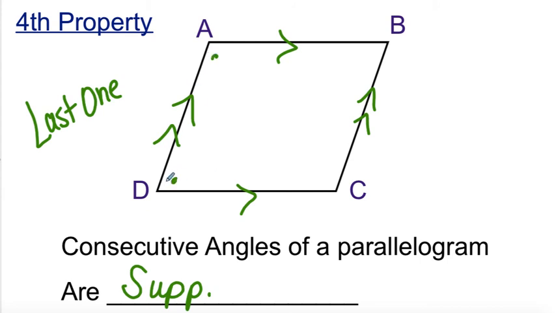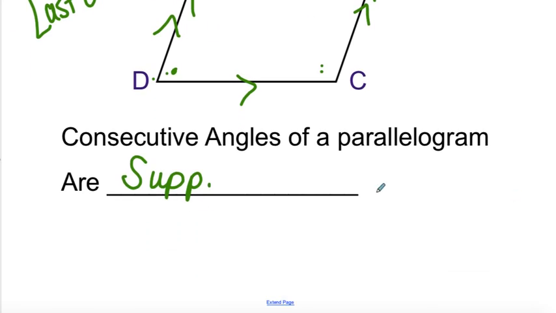And A and D are consecutive angles. Well, that would also mean that A and B are supplementary because they're same side interior angles. A and B are consecutive angles. So that means that every consecutive pair of angles, A and B equal 180, B and C equal 180, C and D equal 180, and A and D equal 180. And that's a really cool property of a parallelogram. Okay, so that's our fourth property.